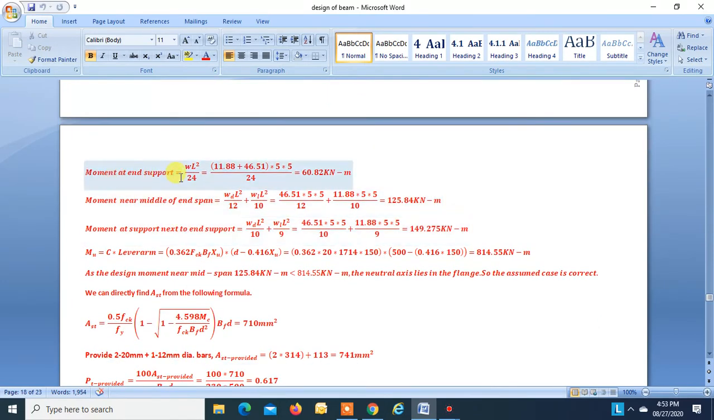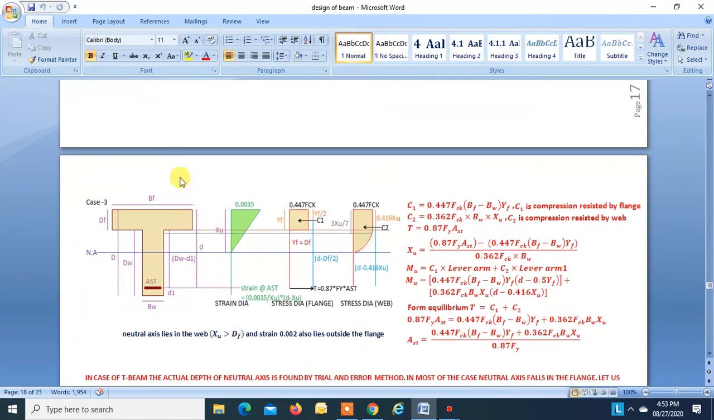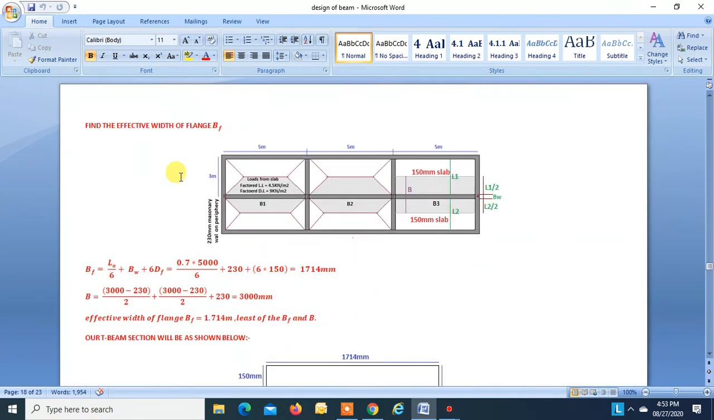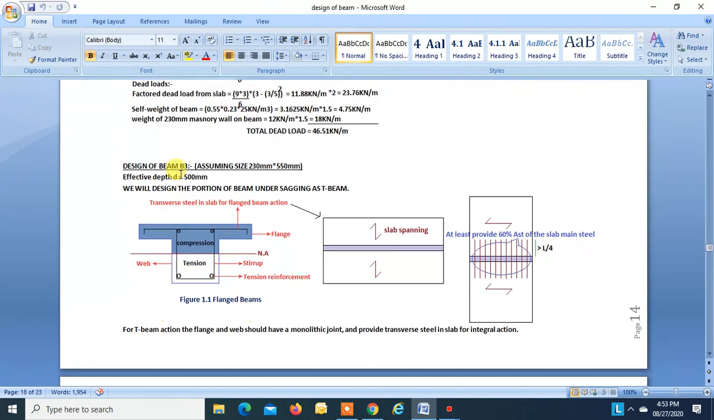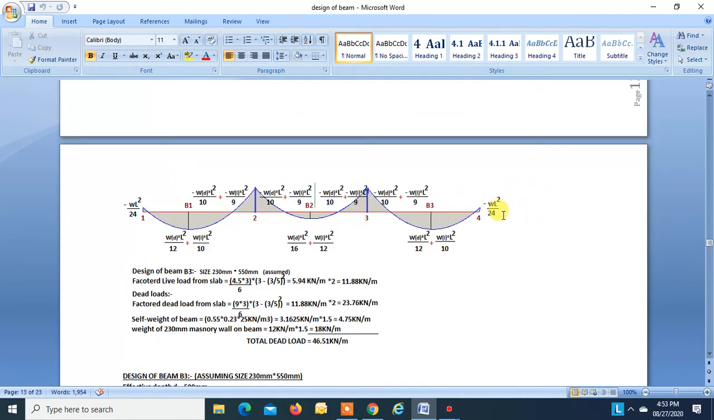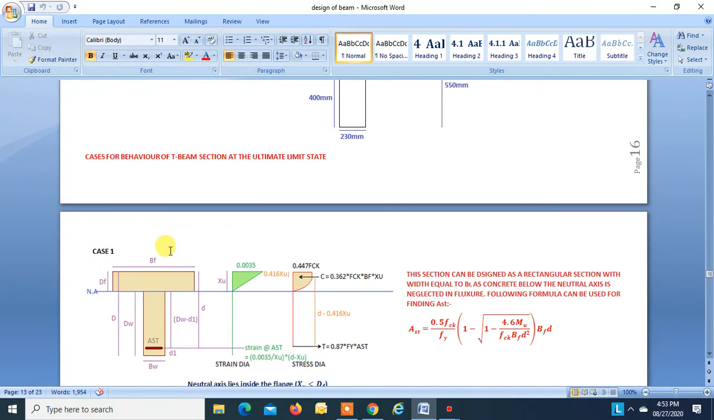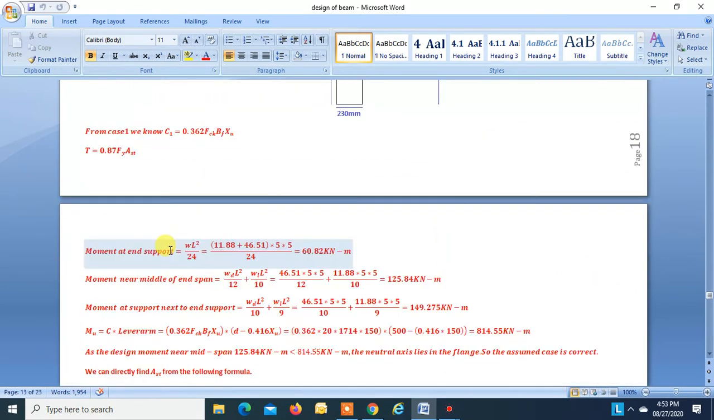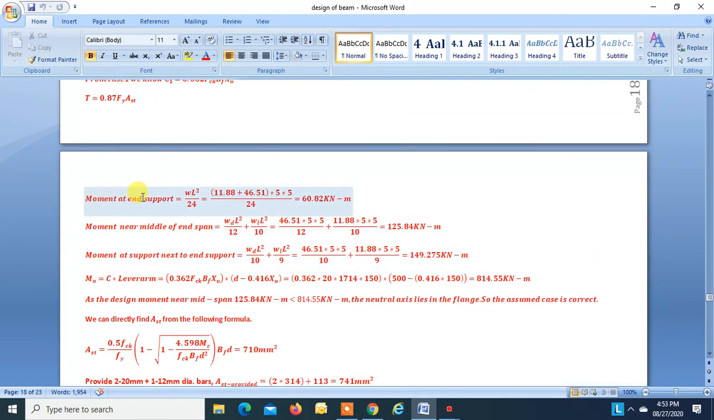Now, moment at end support, we are taking this case. This is moment at end support, moment at support 3, and moment near the middle of the end span. So moment at end support is this much, moment near the middle of the end span is this much, and moment at support next to end support is equal to this much, right?